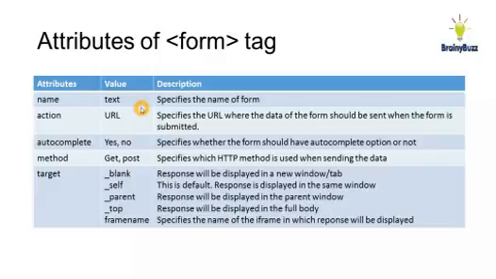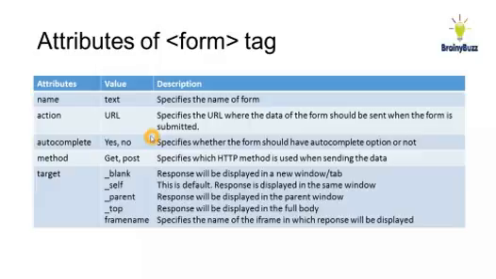Like in each and every form, like the registration form or the feedback form, there will be a submit button which will take the data of that particular form to another place. So we mention the URL over here where the data is to be taken. Another thing, for the autocomplete, we specify two values, yes or no. It specifies whether the form should have the autocomplete option or not.